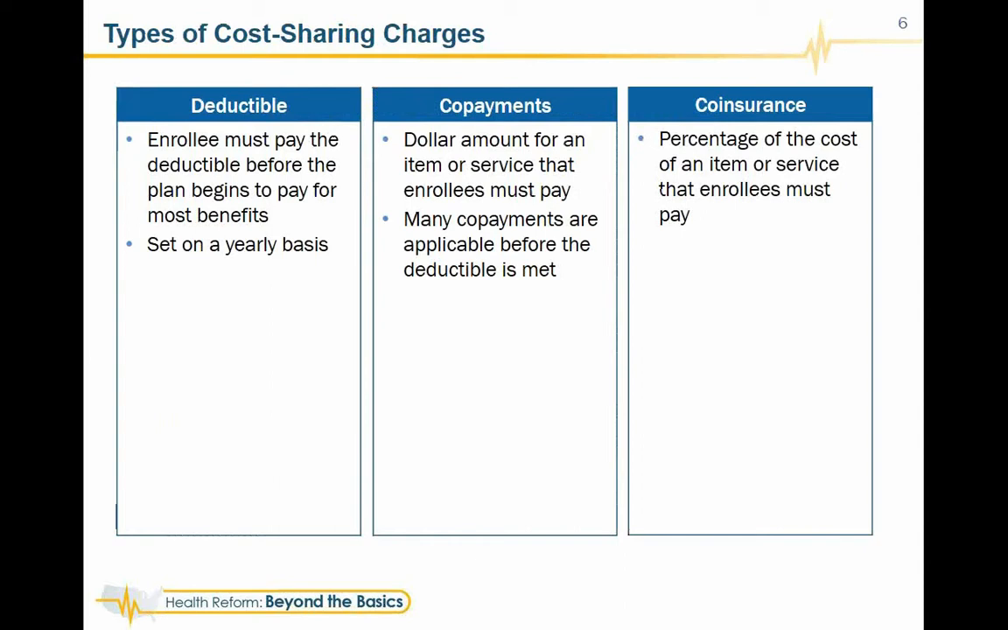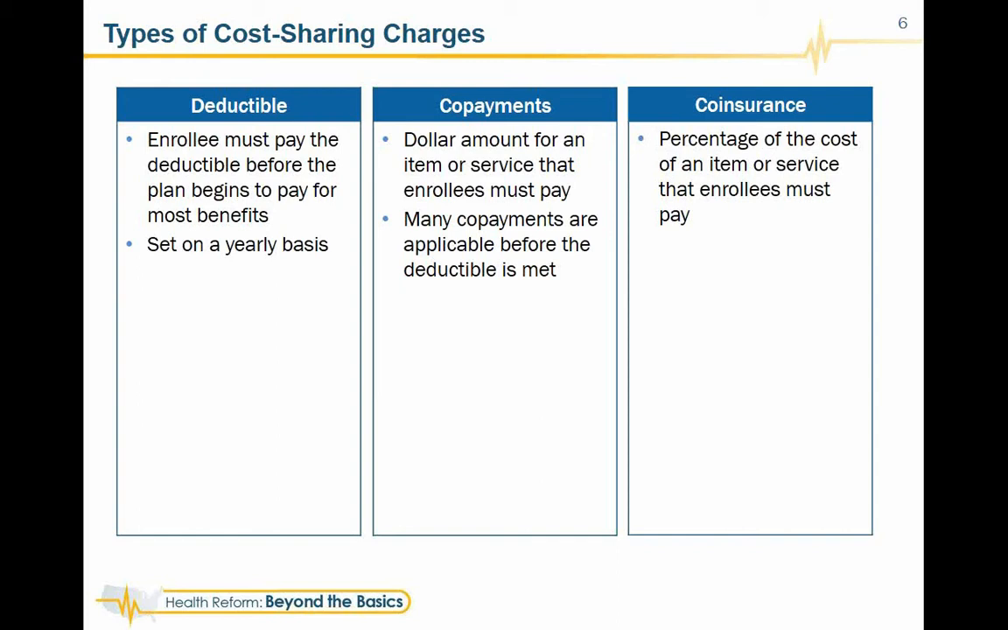And then the cost sharing charges that people will see when they use the covered benefits under their plan. Some of the major terms to know are deductible, co-payment, and co-insurance. And you can see the definitions here. The deductible is the amount the enrollee has to pay before their plan begins to pay for most benefits. It's usually a relatively large amount for folks in marketplace plans, and it's set on a yearly basis.